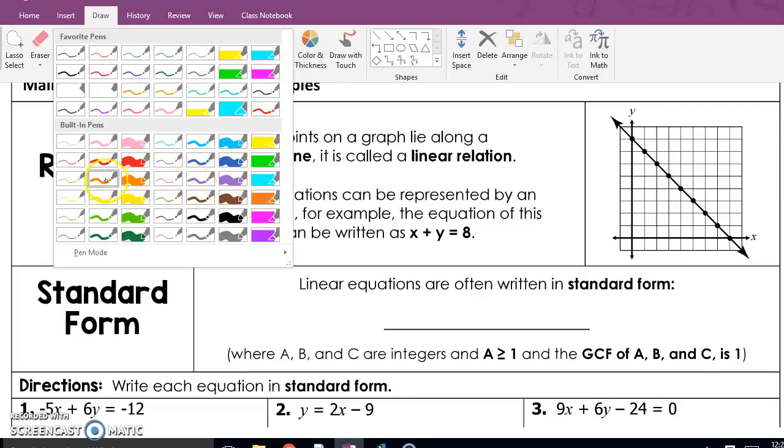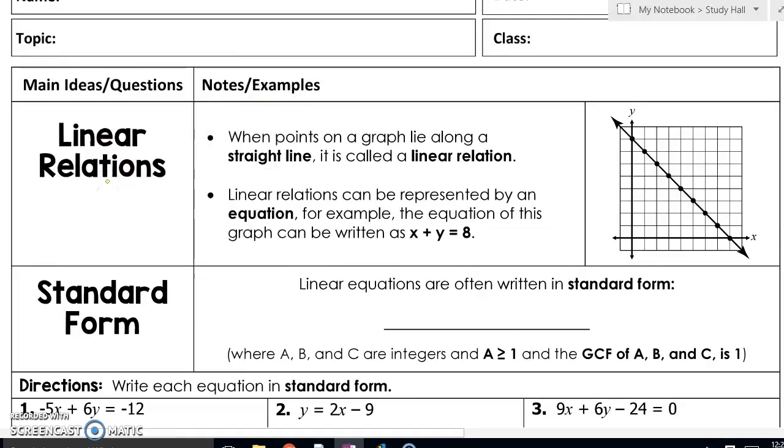Okay, so this is an intro to linear functions, which you guys know a lot about from Algebra 1. But in the next few lessons, we're going to be learning about systems of linear equations. So this is a pretty good intro just to remind ourselves about linear equations.